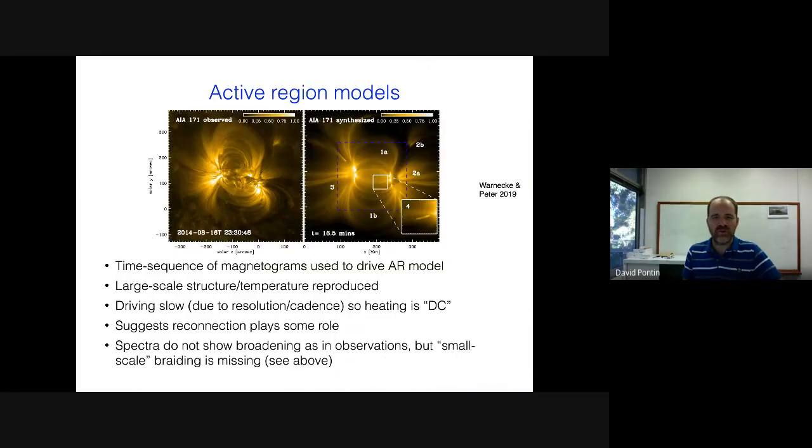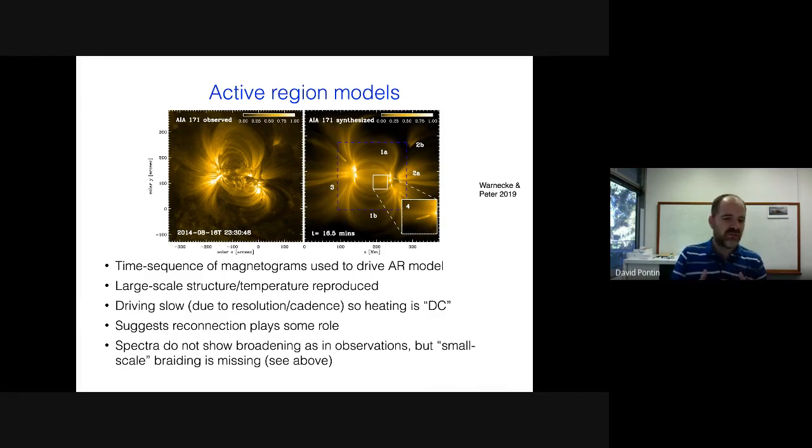This I think I have to skip over. And so active region, these large-scale active region models, the aim is to see to what extent the emission can be reproduced in these large-scale models. This is a recent example by Wernicke and Peter, where they took a time sequence of magnetograms to drive their simulation. And they do reproduce the large-scale structure and temperature, even though because of the resolution and cadence of the data and the simulation, the driving is slow, so it's some kind of DC type of heating.